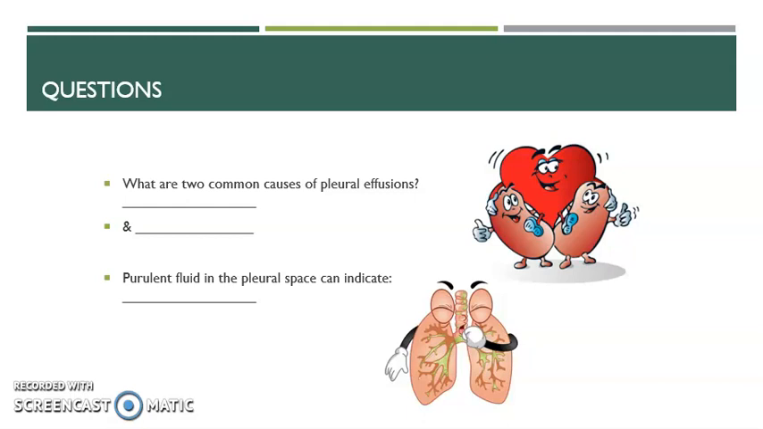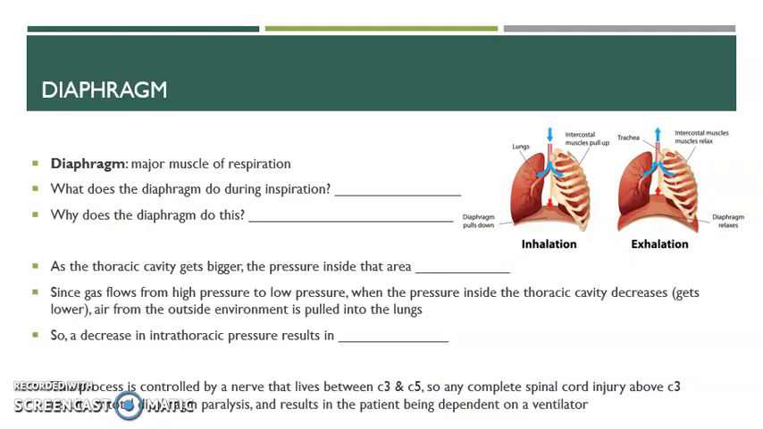What these two disease processes have in common is an excess fluid volume. The second question on the slide is, purulent fluid in the pleural space can indicate what? And the answer here is infection. The diaphragm is our major muscle of respiration. If you look at the pictures on this slide, you can see that the diaphragm sits horizontal right underneath the lungs. What does the diaphragm do during inspiration?